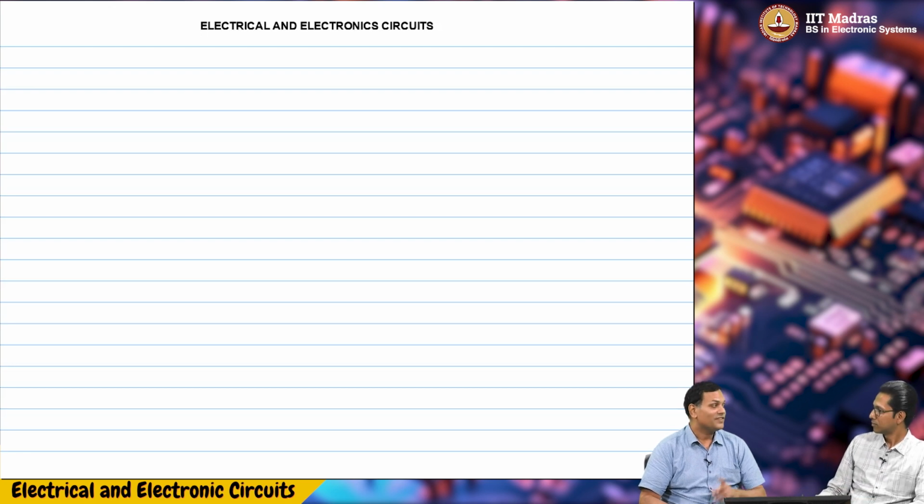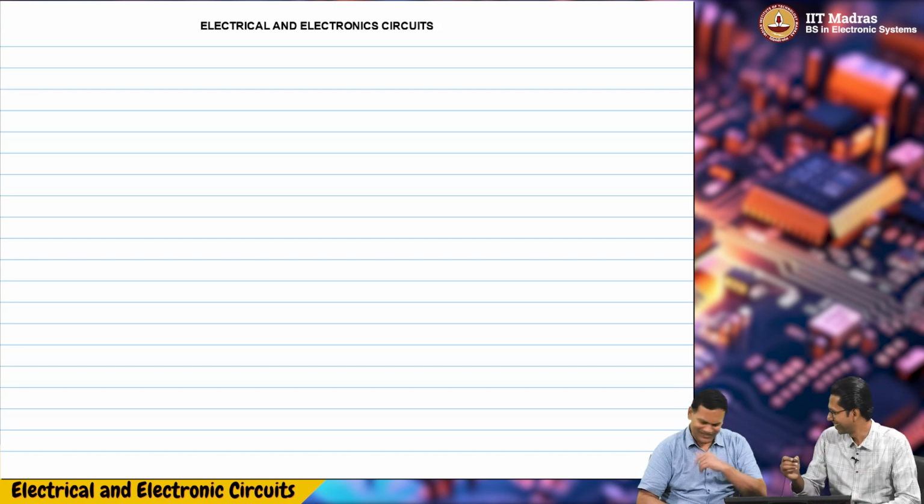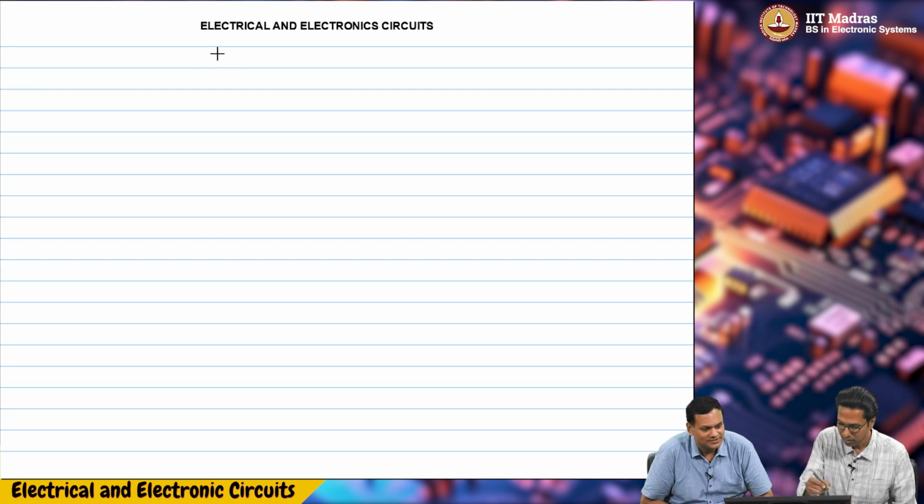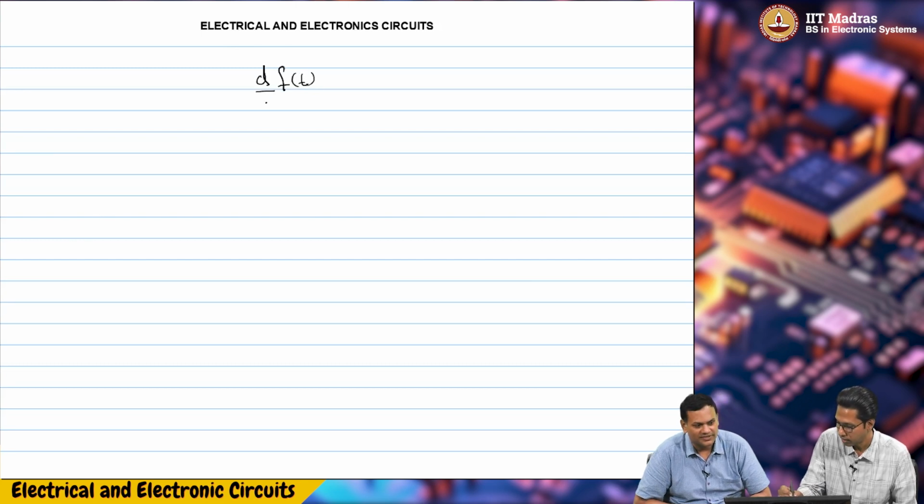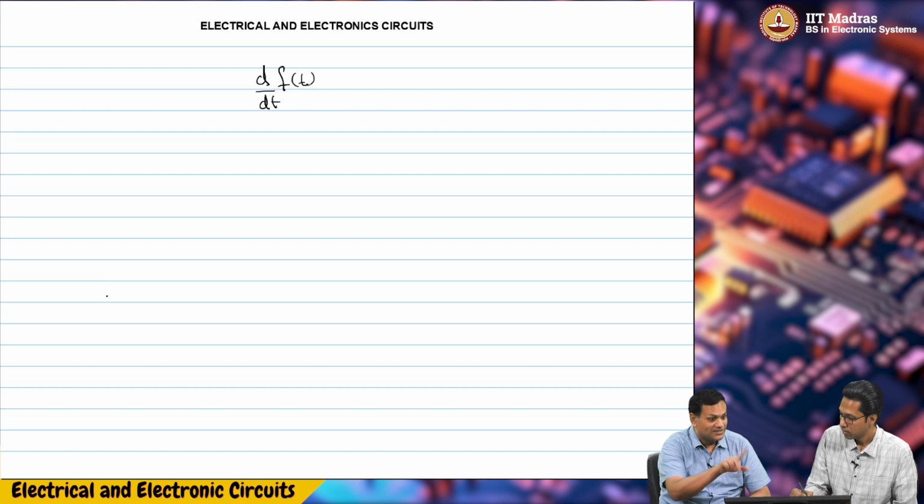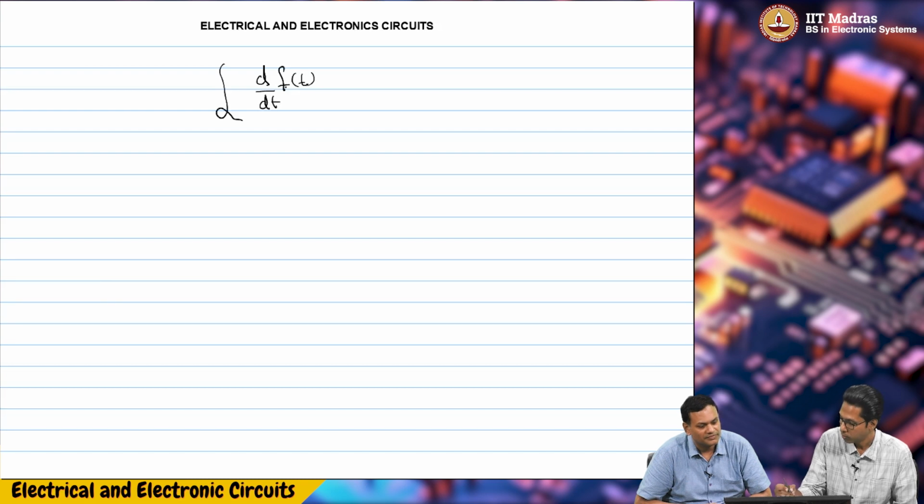That is true. So if you have a function f of t, we need to find out the Laplace transform of the derivative of that function. We'll try to express that in some equation. So we have f of t, but what we want is the derivative of that, d by dt, and we want the Laplace transform of this. So I want the Laplace transform of this.